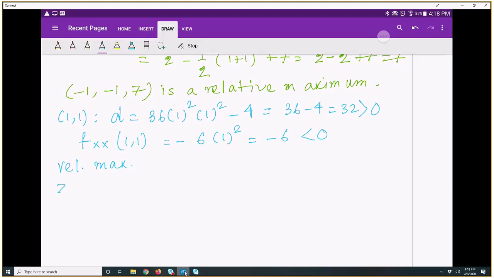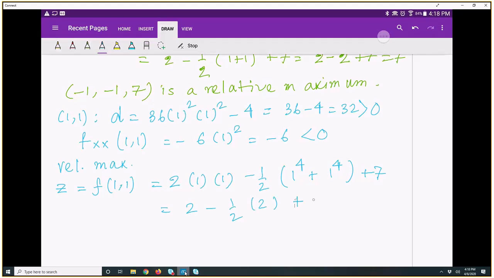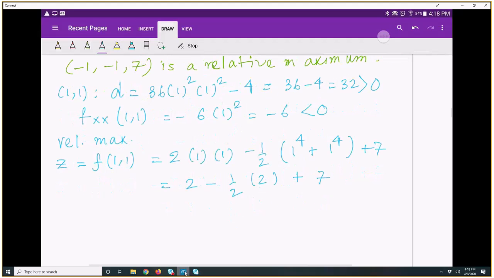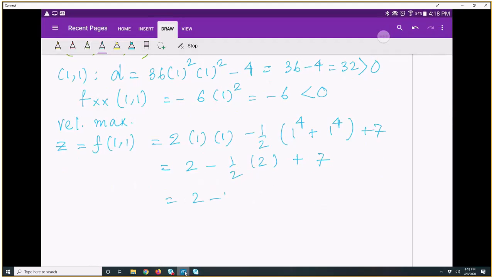And we are interested in Z now, so I do f of 1, 1, which is 2 times x times y minus 1/2 times x to the power 4 plus y to the power 4, plus 7. So with a similar calculation, you get 2 minus 1/2 times 2 plus 7. So you get 2 minus 1 plus 7, and that is equal to 8.